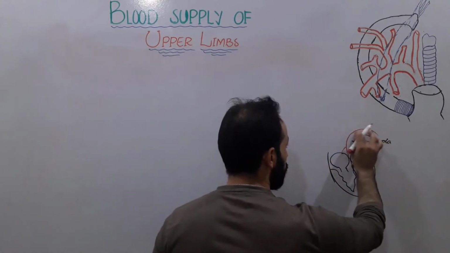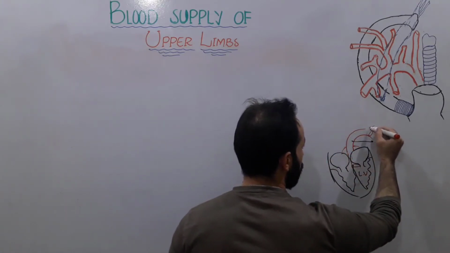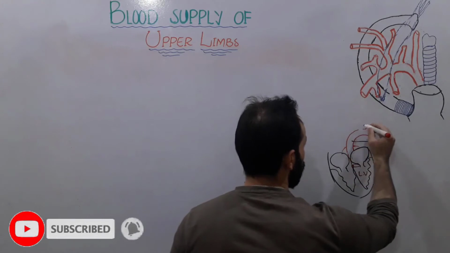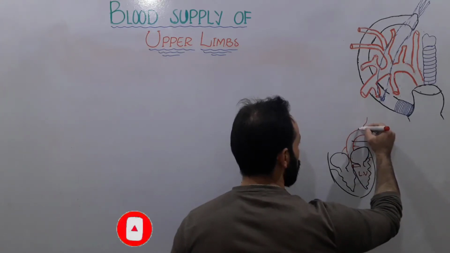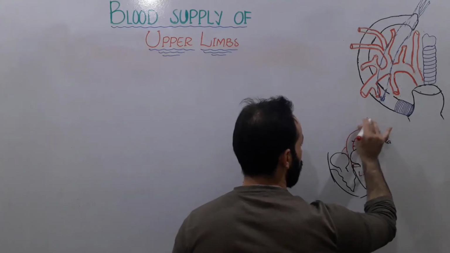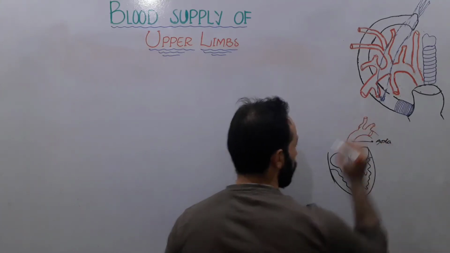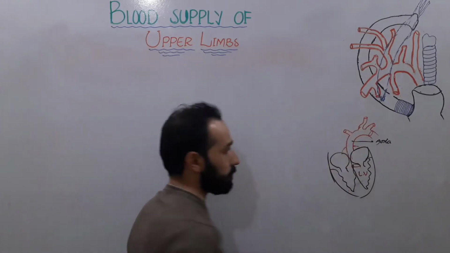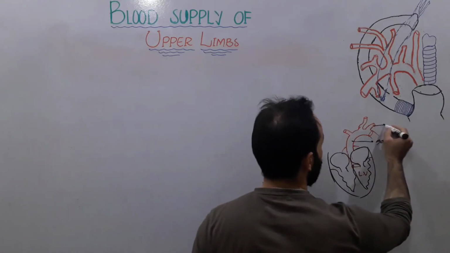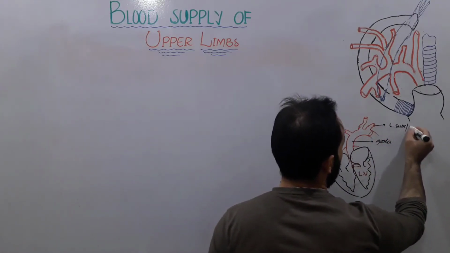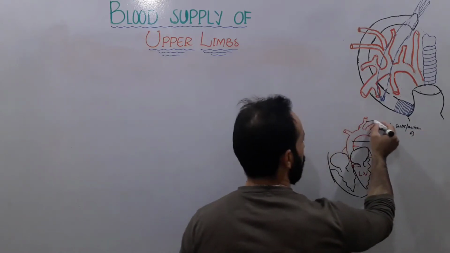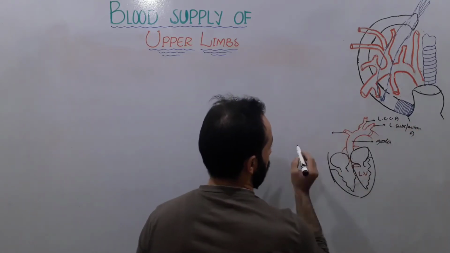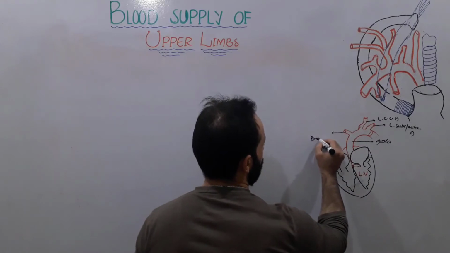Now from this aortic arch, there are three arteries which arise, right? This one is the left subclavian artery. This one will be the left common carotid artery, right friends? And from here, there is an artery which is called the brachiocephalic artery. Let me quickly name them. This is the left subclavian artery, and this is the left common carotid artery. I'm writing it in short. And this artery is our brachiocephalic artery.